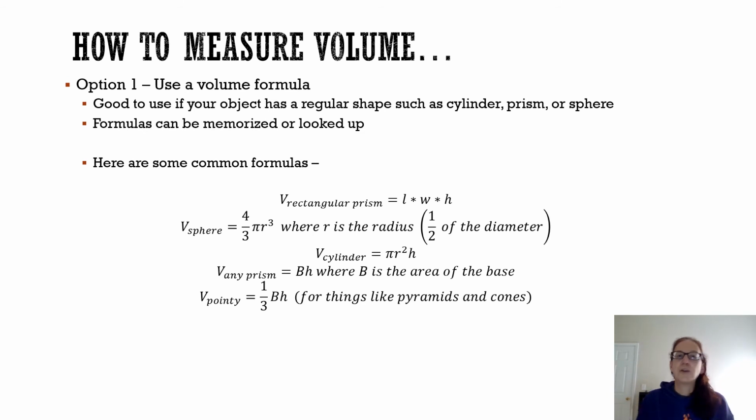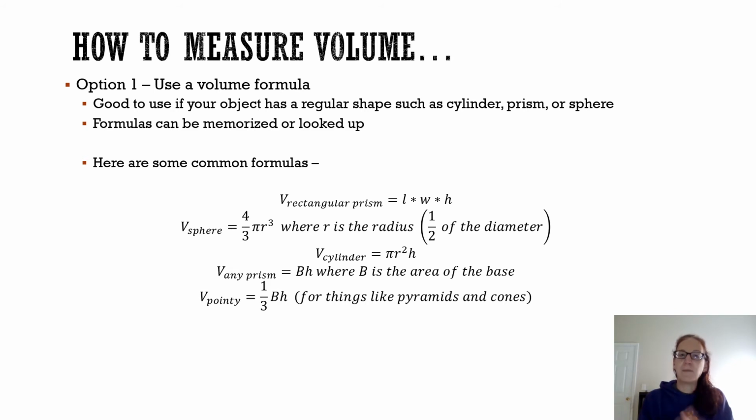How to measure volume. There are two options for measuring the volume of an object. One is to use a volume formula. So you typically study these in geometry, whether in middle school when you're doing a geometry unit, or when you take geometry, the course, although you usually don't get to them till the end. This is good to use if your object has a regular shape, such as a cylinder, prism, or sphere.